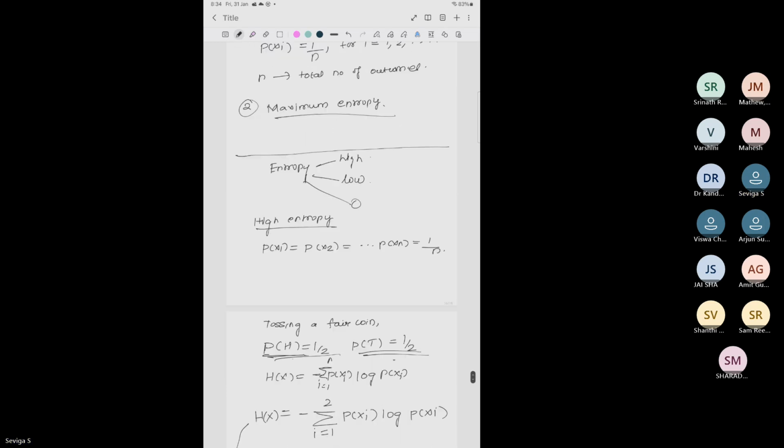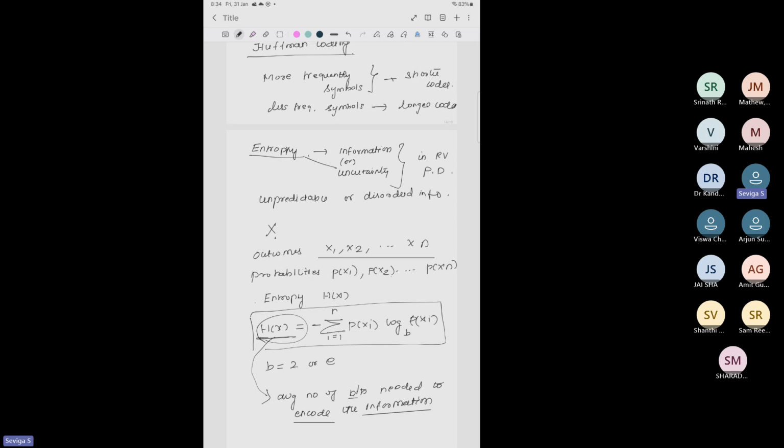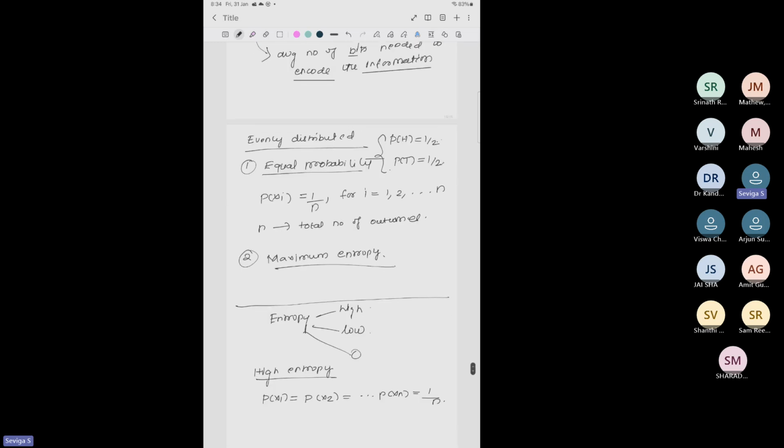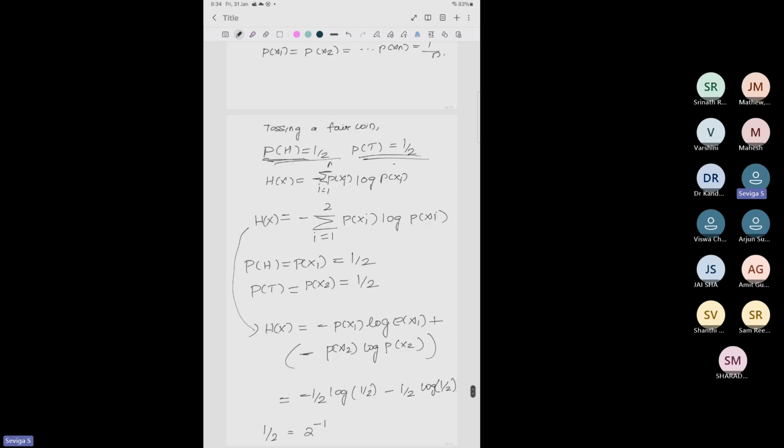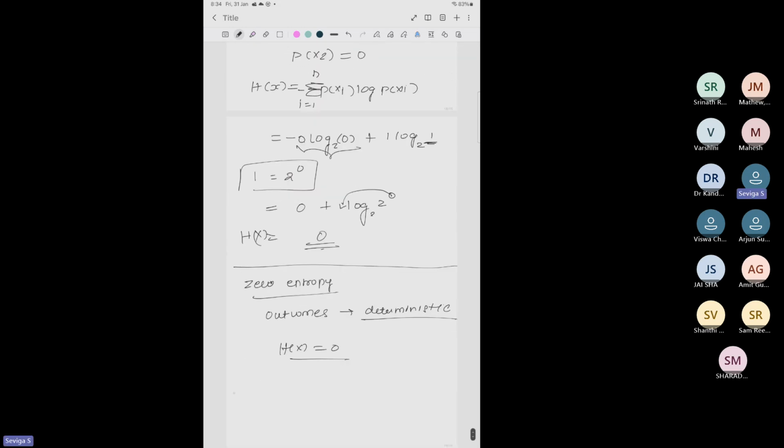So what we saw so far is the important concept in information theory, which is entropy. Entropy is nothing but the amount of information or amount of uncertainty. It is given by this formula. And we saw what an evenly distributed variable is. And we saw three different interpretations of entropy: high, low, and 0. Is that clear? Okay, we will see the rest of the things in the next class.